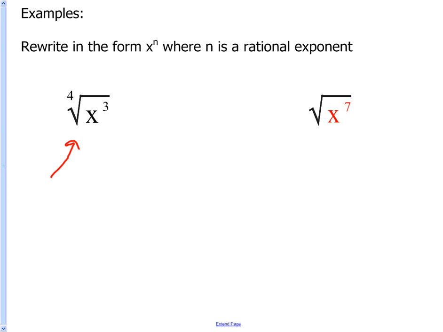It asks you to rewrite in the form x to the n, so it wants an x to a power where n is a rational exponent. Rational means written as a fraction, okay? So n is a fractional exponent. It's just saying, write this as x to the something. And what would it be? Well, the only two choices are 4/3 or 3/4.